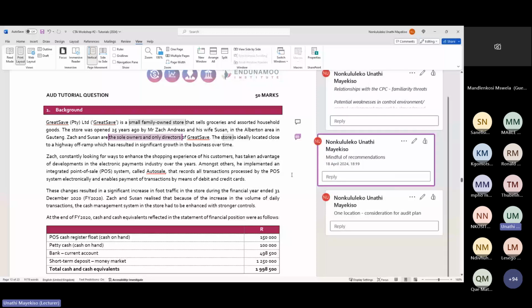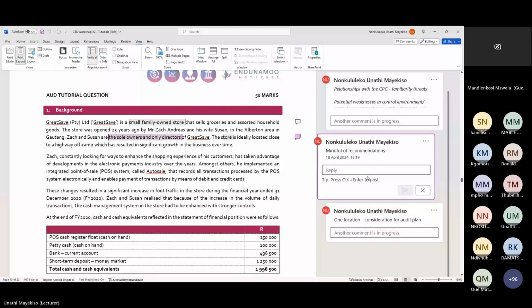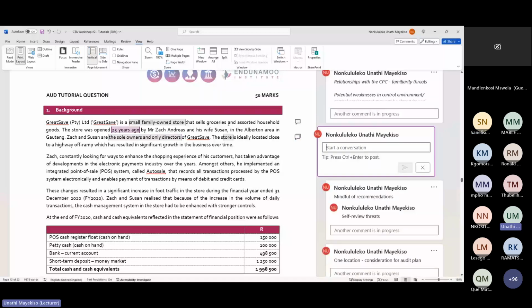What else do you guys see? The sole owners and only directors. There's a threat of self-review. I like that one. I'd say maybe, considering the company is 25 years old, there might not be an issue of going concern. Okay, because it's been around for a long time. So that's sort of a mitigating factor. Let's say established.